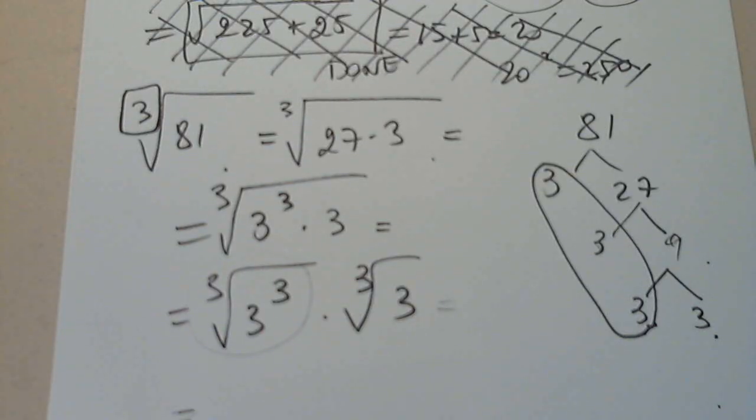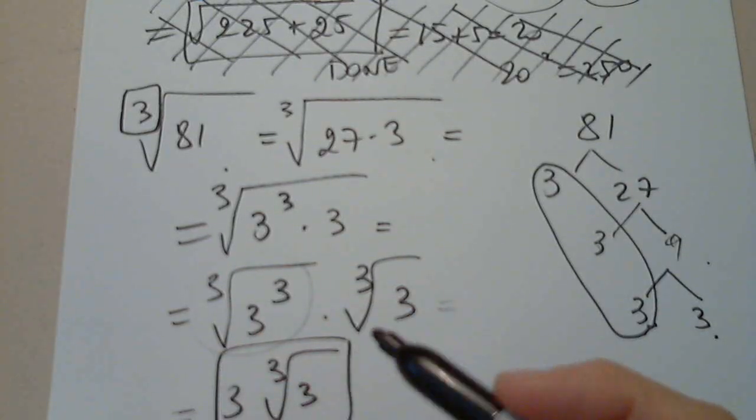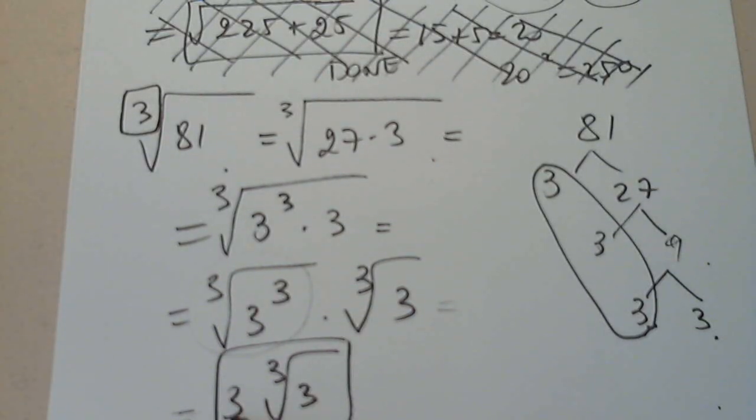It'd just be 3. Yes, very good. The cube root of 3, very good. So 3 over 3 is 1, so 3 to the first power, but multiplied by the cube root of 3. Excellent.